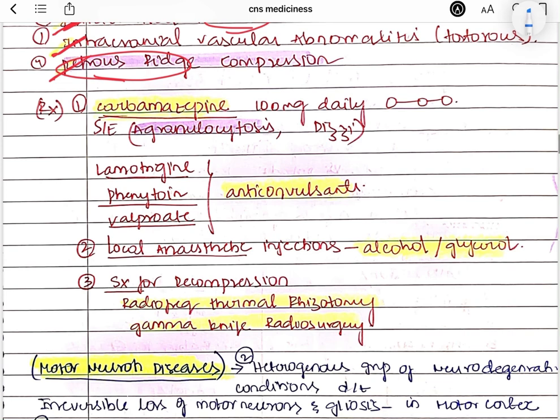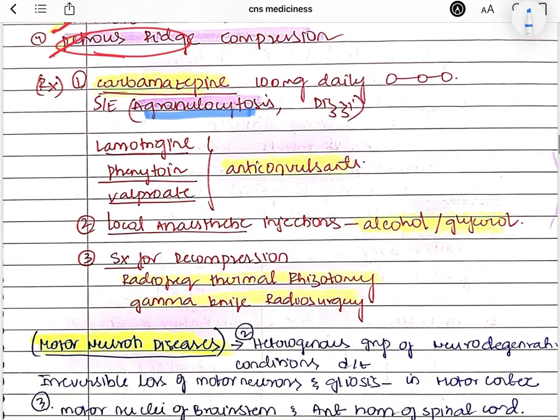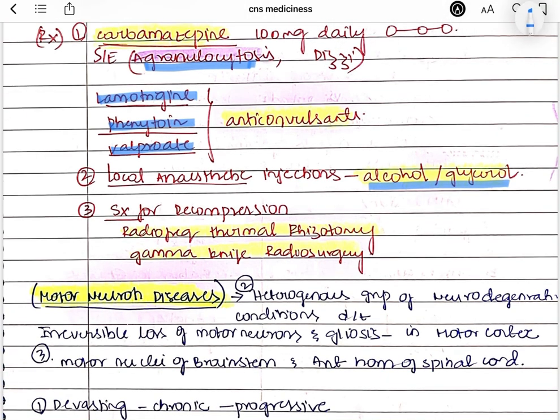For the treatment, you will give carbamazepine. The side effect of carbamazepine is agranulocytosis. You can also give anticonvulsants like lamotrigine, phenytoin and valproate. Local anesthetic injections can be given along the distribution, and alcohol or glycerol can be injected along this nerve distribution. Also, if the compression is because of tumors or the petrous ridge, you can decompress it, right? Decompression of the nerve by radiofrequency thermal rhizotomy or gamma knife radiosurgery. You can remember this gamma knife, right?